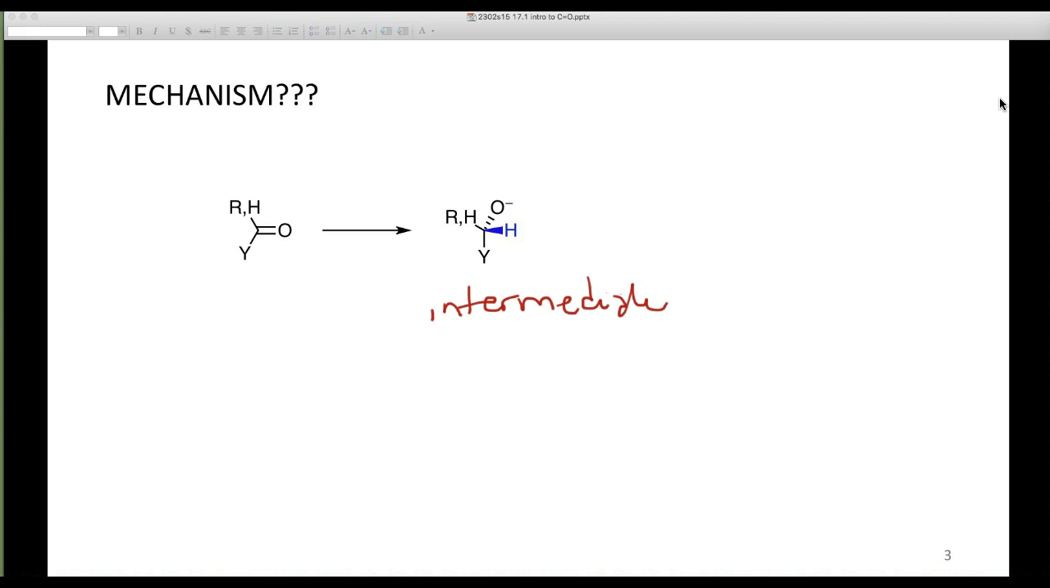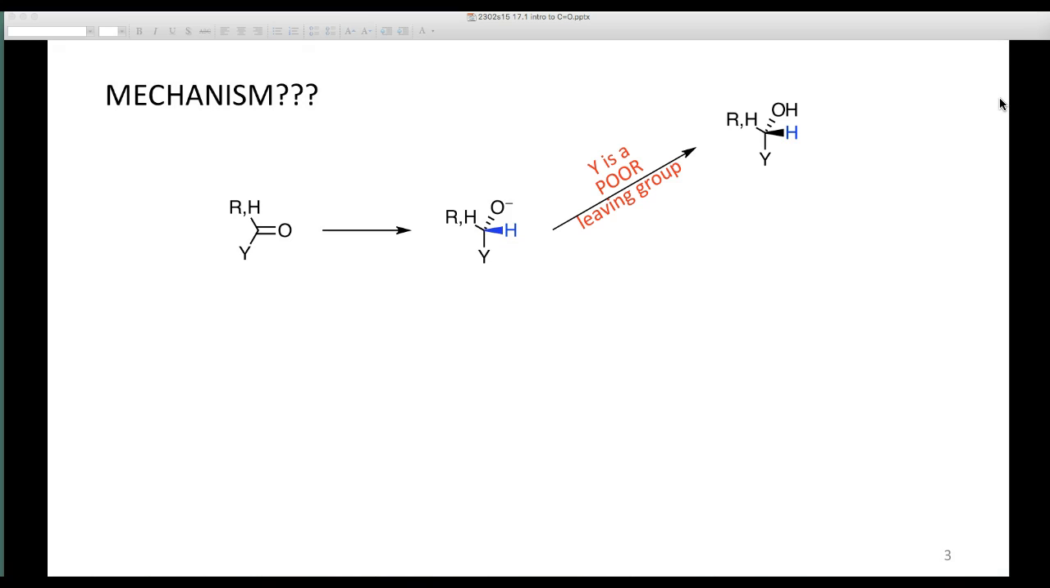The fate of that intermediate kind of distinguishes the next several chapters. If Y is a terrible leaving group, like say Y is a hydrogen or an alkyl group, we are not going to kick out Y with its pair of electrons. No way, no how. So if Y is a poor leaving group, then that nucleophile, this blue H in this example, is going to stick to the carbonyl carbon, and you have an addition reaction.